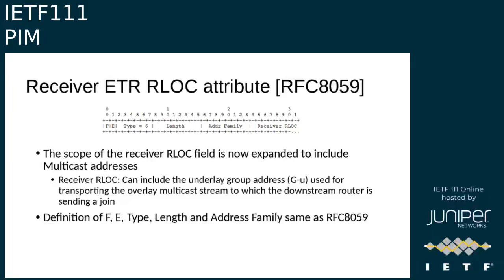The concern about doing this was backwards compatibility. But at least as far as we can tell, existing implementations that do multicast in the core would never look at this receiver RLOC, right? Because that's specifically specified to be used for unicast. So if you try to reuse this now, existing implementations should ignore it. Only new implementations that support multicast in the core and this new draft would actually look at this attribute.